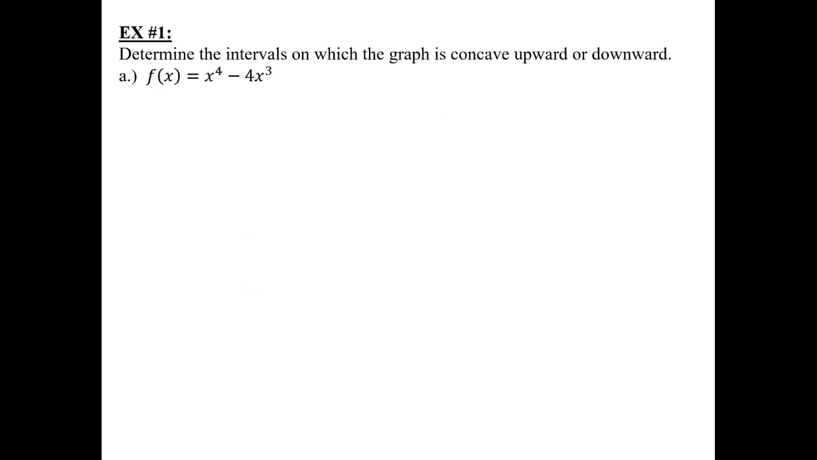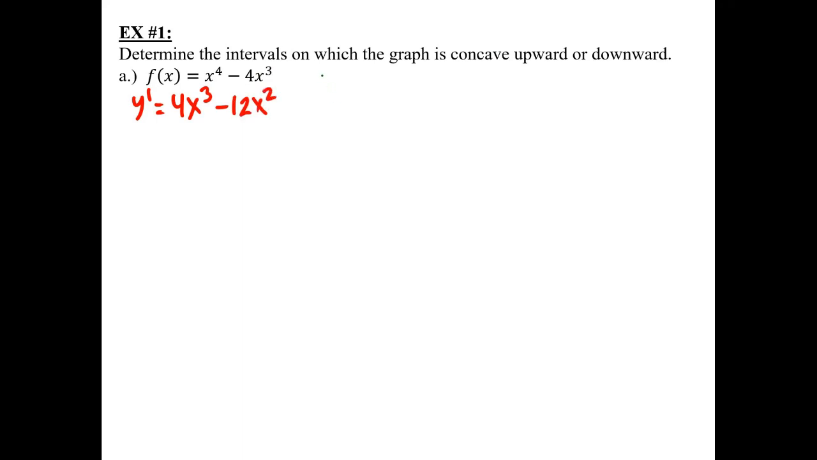First example, we have f of x is equal to x raised to 4 minus 4x cubed. We need to determine the intervals on which the graph is concave upward or downward. Our goal is to know the direction of concavity, so we need to use the second derivative. First derivative of the function f of x: x raised to 4 is simply 4x cubed, minus 4 times 3, we have 12x squared.